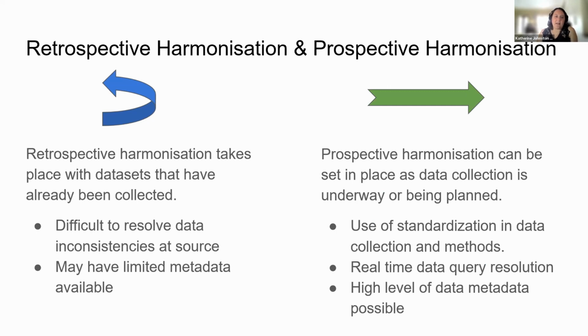Prospective harmonization, on the other hand, takes place when data generators look ahead to downstream harmonization and they plan accordingly with their data collection, cleaning, and curation processes so that they make combining their data much easier. So standardized data collection tools and methods can be put in place for combining data easily downstream. Data queries and inconsistencies can be addressed in real time, and a high level of metadata and curation of the data set can be done in anticipation of upcoming harmonization.